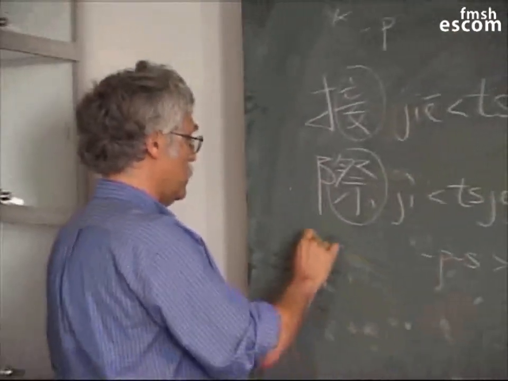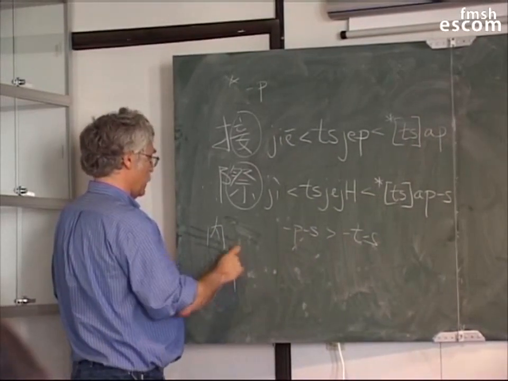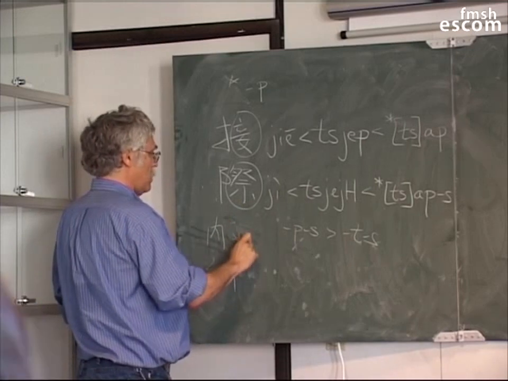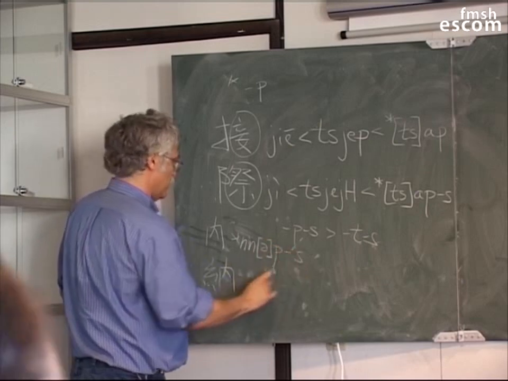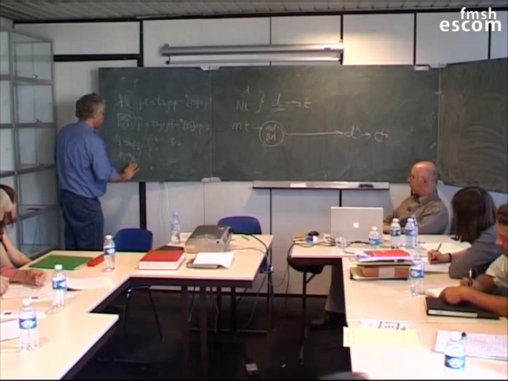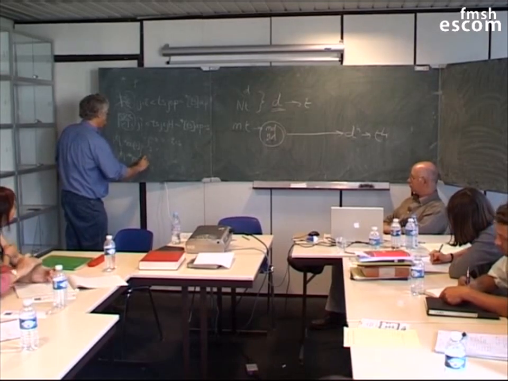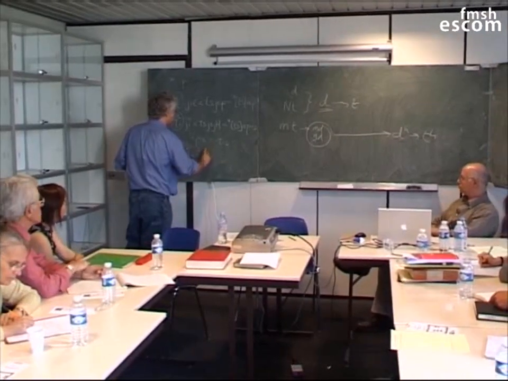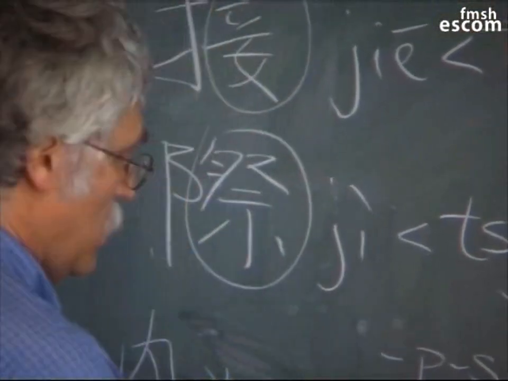So for example, ne and na. Ne is inside, and it's something like this. We're not sure what the vowel is. And na, I'll tell you what they mean in a second, is this. Middle Chinese is this and this. So this means inside, and this means to send in, as in sending in tribute or something like that.